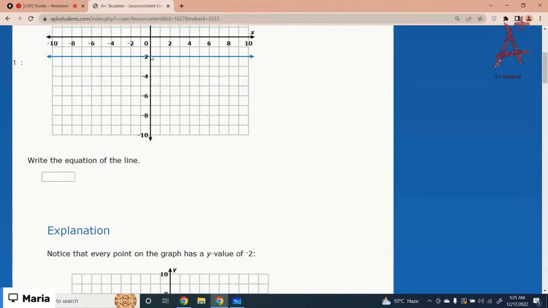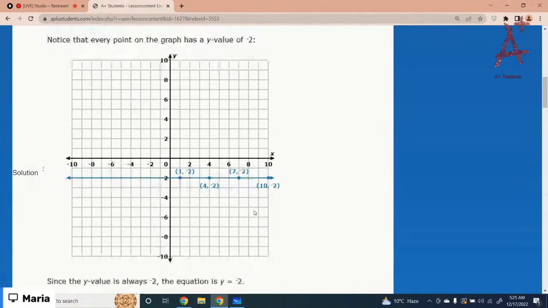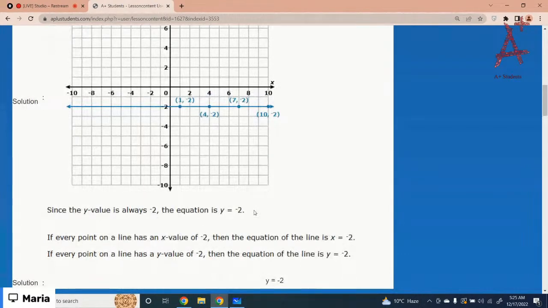So you have just one point on the y-axis that the line is passing through. Got it? It is at negative 2. So the equation of this line would be y equals negative 2. Because it is a horizontal line passing through one point on the y-axis. If you look at the values here, you have 1, negative 2; 4, negative 2; 7, negative 2; 10, negative 2. That means you have different values of x on the graph, but y has the same value, negative 2, so the equation is y equals negative 2.